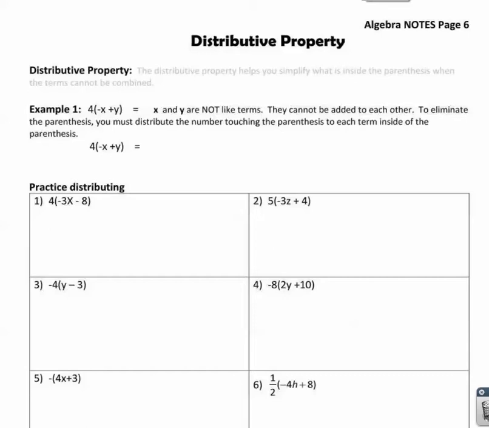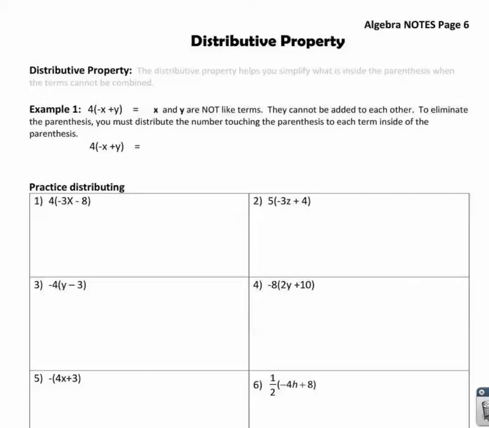Today we're going to talk about distributive property, combining like terms, and how to use them to solve equations. So for example, or definition-wise, distributive property helps you simplify what is inside the parentheses when the terms cannot be combined. So for example, 4 parentheses negative x plus y, x and y in the parentheses are not like terms, so you cannot combine them.